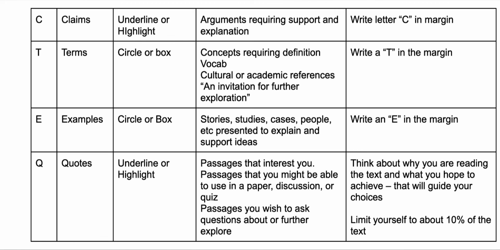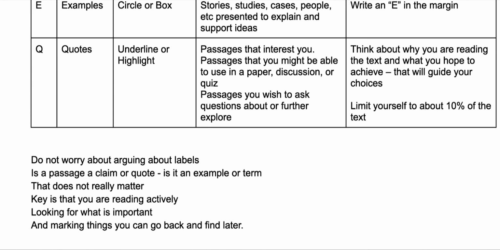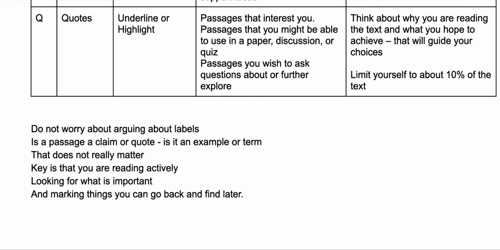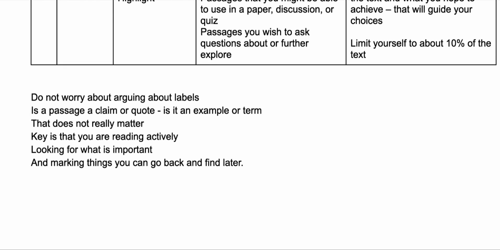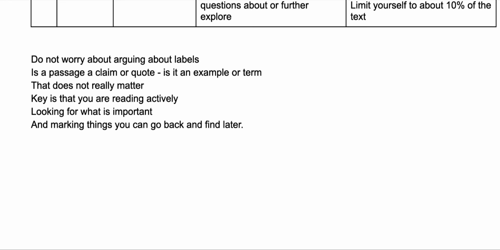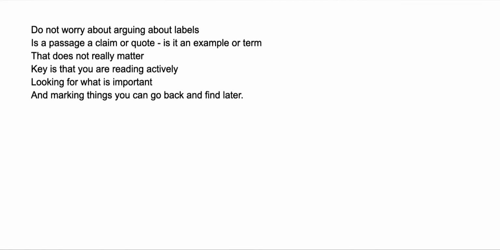A key reminder when it comes to Q in the CTEC method is that you want to limit yourself to about 10% of the text. If you're underlining more than 10% of the text, to use your highlights or underlines later, you're going to have to reread the text. And that's what you're trying to avoid through CTEC. CTEC is designed to help you be efficient. And so if you highlight so much stuff, you have to go back and read everything, you're not being efficient.